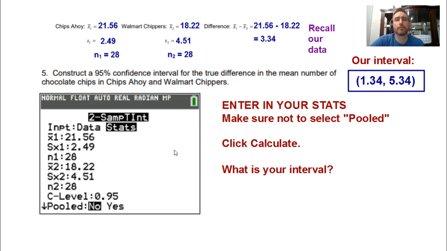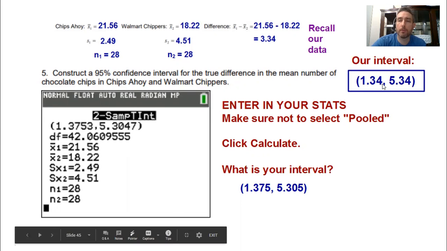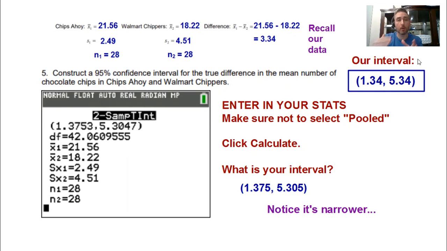Report your interval. What do you notice? You might notice it's a little bit different. Look at that. The lowest number is 1.375 versus 1.34, so it's a little bit higher on the low end, and the highest number, 5.305, is less than 5.34, so it's narrower.